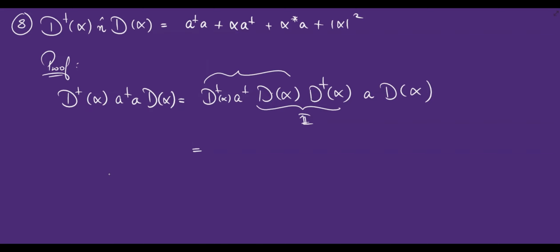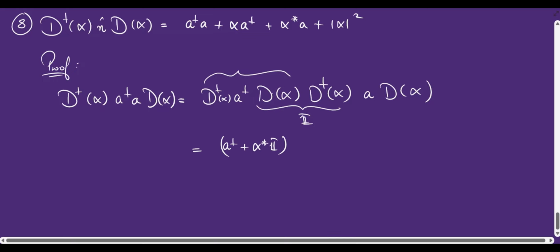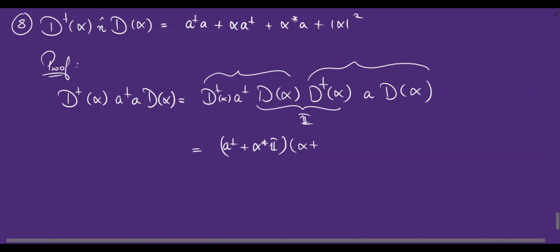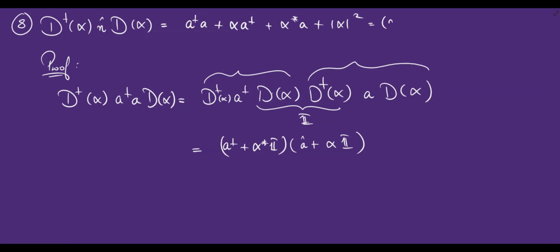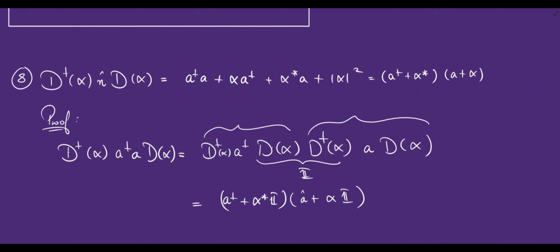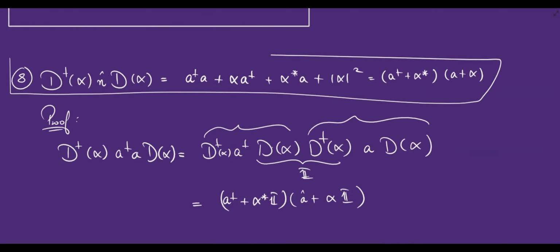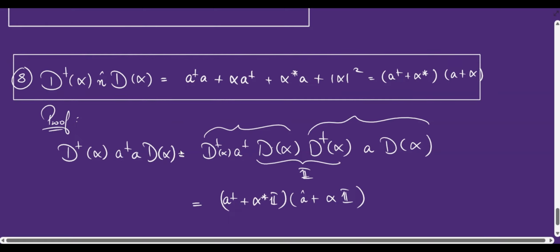Now this thing we already saw is equal to a dagger plus alpha star times identity, and this is equal to, oh sorry, a plus alpha times identity. So that is what we proved, a dagger plus alpha star times a plus alpha. So this is how the number operator gets transformed by using the displacement operator. Now let's move on to the other property.